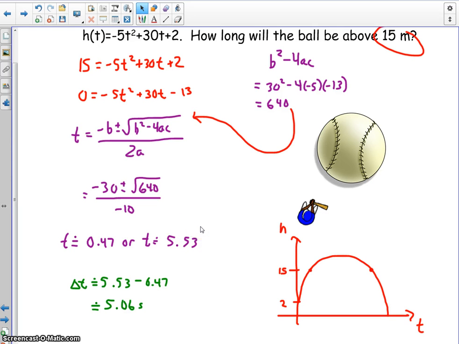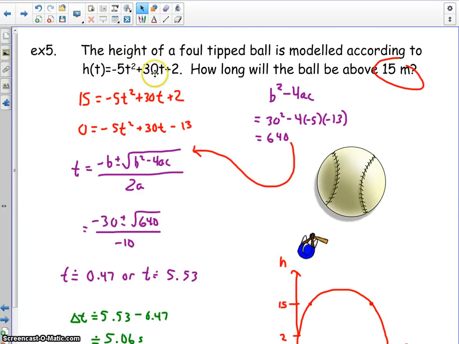Now, both of these are admissible because they're positive. We can't have negative times. It's not an issue here, though. Now, looking at our graph here, we have a parabola that's opening down.